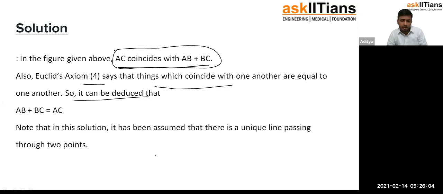Correct? And of course, here we have assumed that there is a unique line passing through 2 points. Okay, so that is already axiom 1, that a unique line will pass through 2 points. Correct?